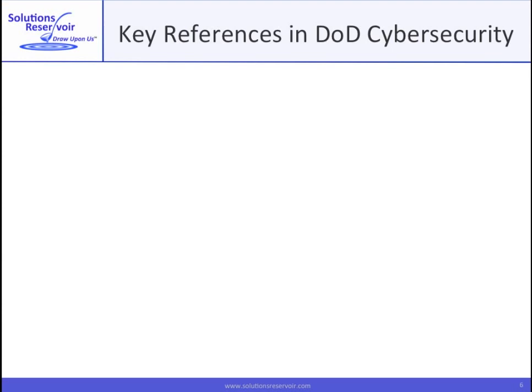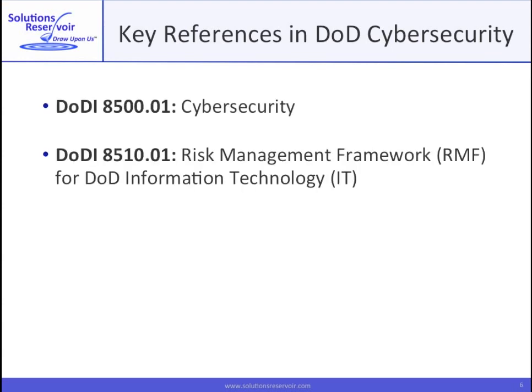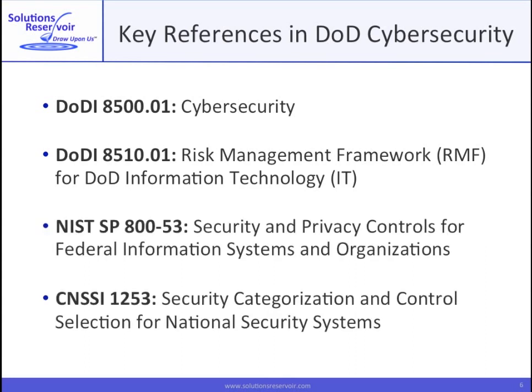Key reference documents we'll discuss are Department of Defense Instruction 8500.01, whose subject is cybersecurity, and DoD 8510.01, the RMF for DoDIT. We covered NIST SP 853 in Part 2, so we'll only touch on it here. It is a fundamental reference to the more visible CNSSI 1253. The website has links for all of these.